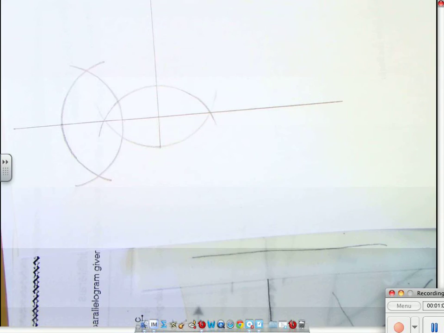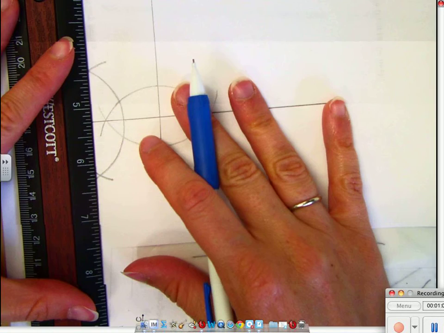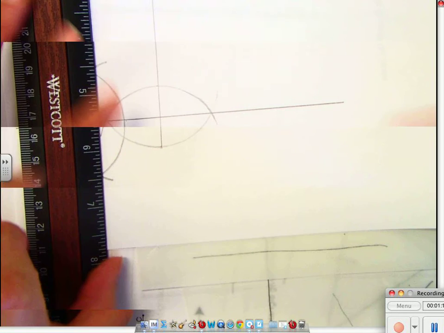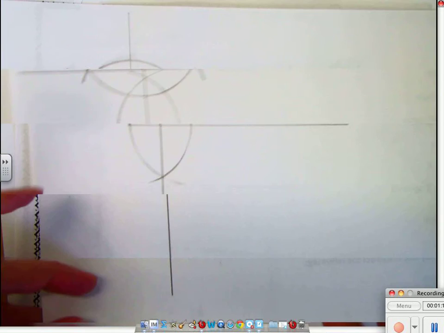Okay, so I've made a perpendicular line. I'm basically making another perpendicular line, but to my new line. So now I know that these lines are parallel to each other. Please don't talk while I'm teaching.